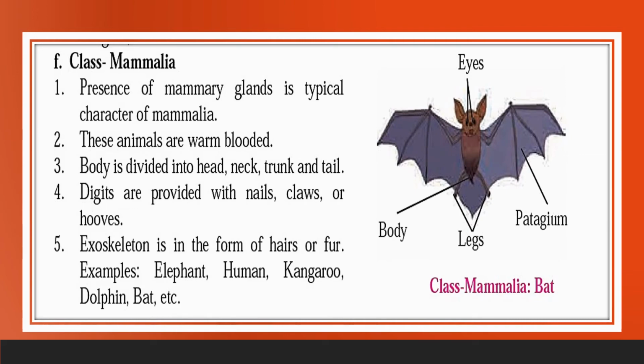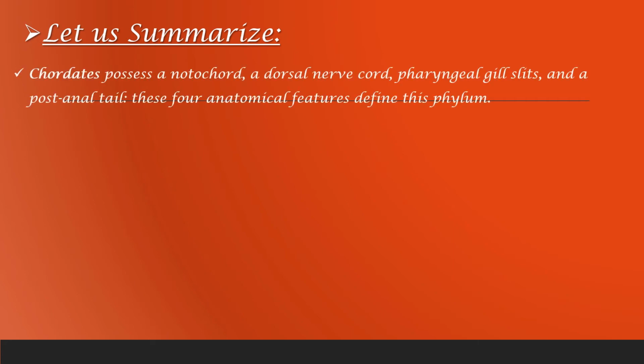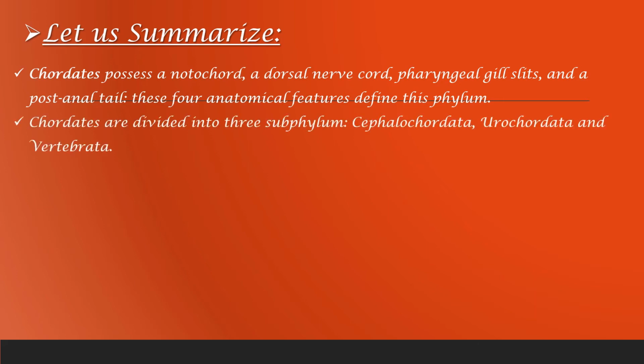Students, this was the end of module 3. Now let us summarize what we have learned in today's module. So we learned that chordates possess a notochord, a dorsal nerve cord, pharyngeal gill slits, and a post-anal tail. These four anatomical features define this phylum. Then chordates are divided into three subphyla, that is subphylum Cephalochordata, subphylum Urochordata, and subphylum Vertebrata.